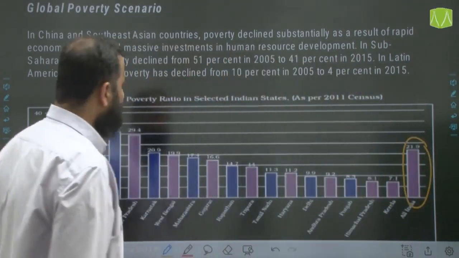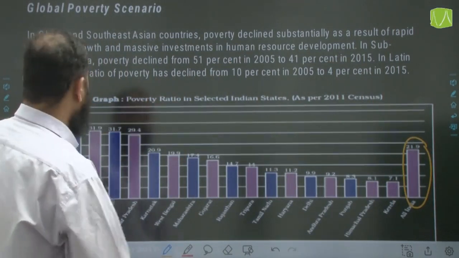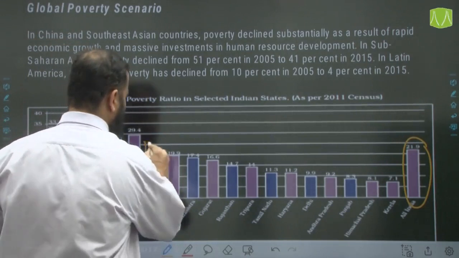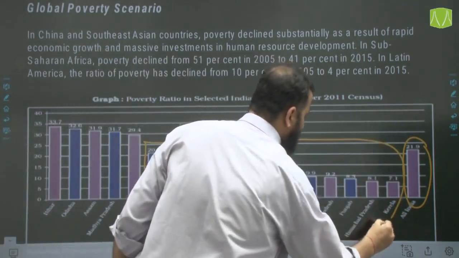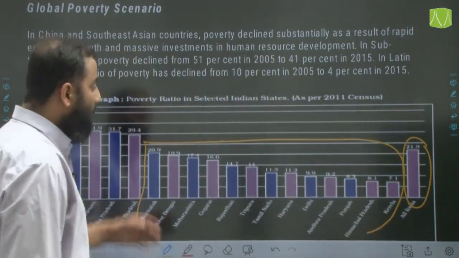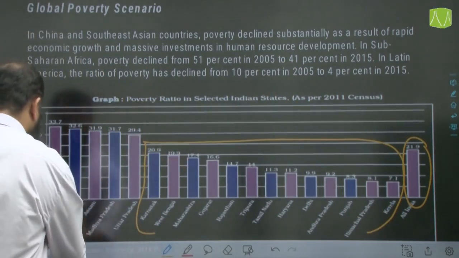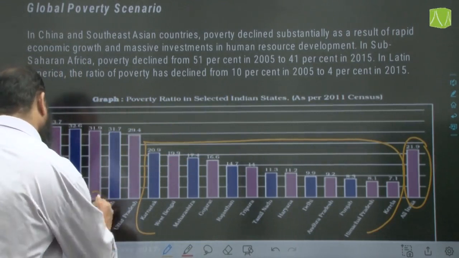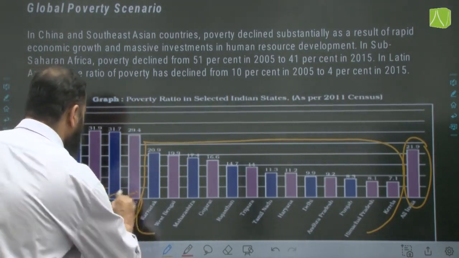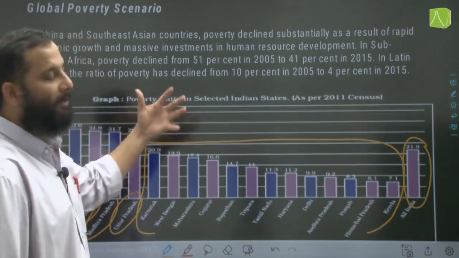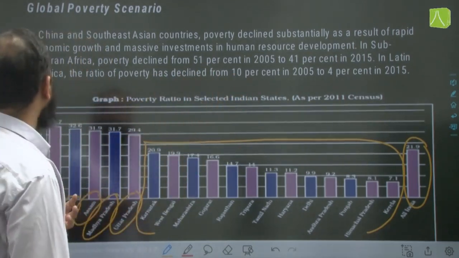Okay. So, if you can see, all the states falling in this category have reduced poverty levels, below the national average. But these states here, that is Bihar, Odisha, Assam, Madhya Pradesh and Uttar Pradesh, have poverty ratios or percentages more than the all India average.